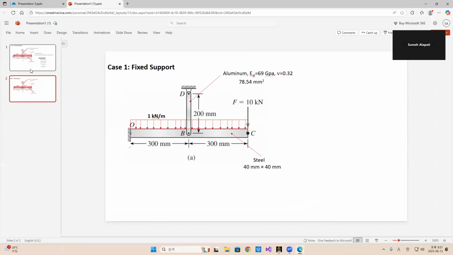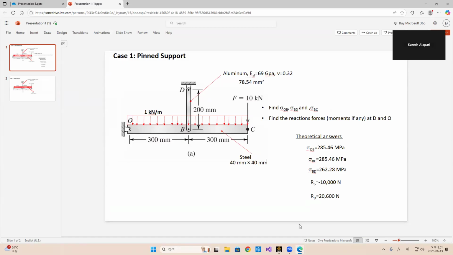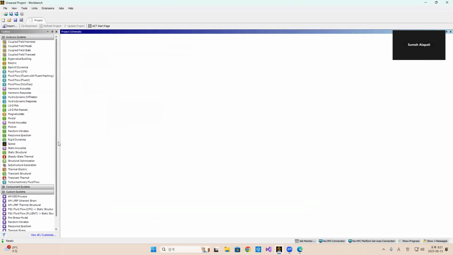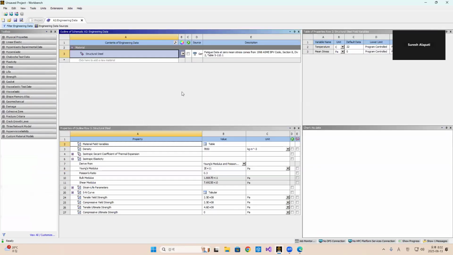Before solving that, we have to model this using a line element, line body. So open ANSYS static structural. Here we have to use aluminum, but by default we have only steel. So change the engineering data. You can find the aluminum material data from engineering data sources, but that takes time. We need only change the Young's modulus for this problem.